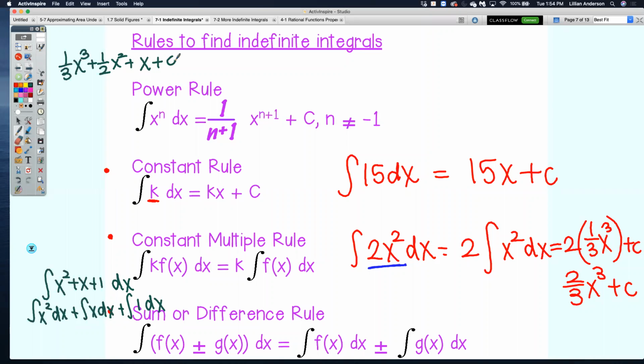I'll try to avoid this corner because I know that stuff's blocking right there. Oh, okay. That makes sense.